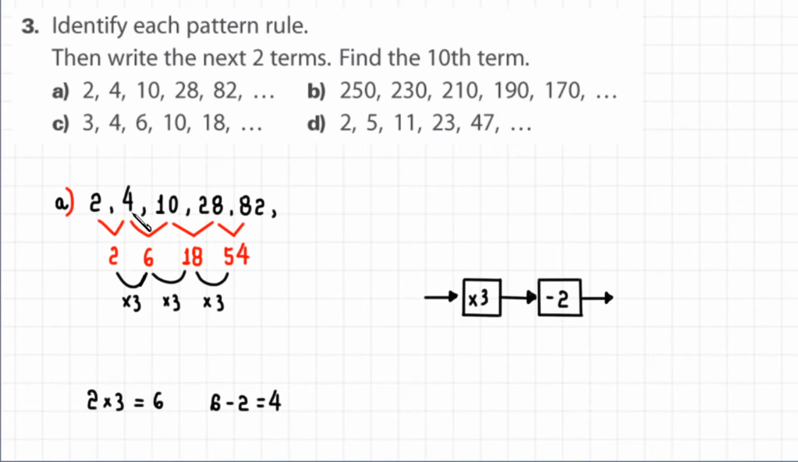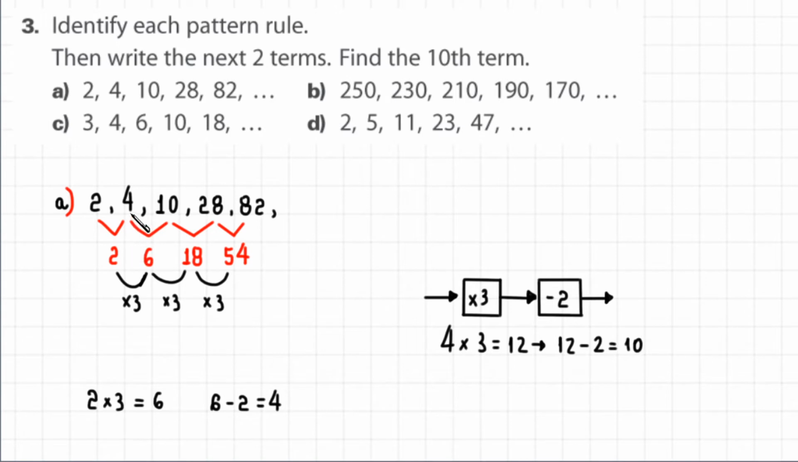And from 4 to get to 10, does it work? You will tell me it works because 4 times 3, that is 12, and 12 minus 2 is really 10.